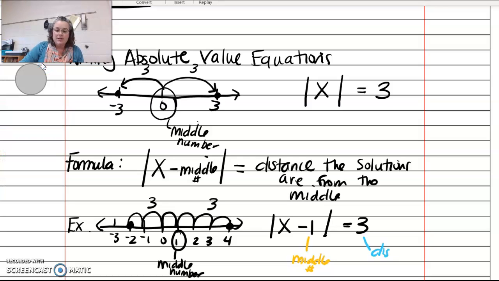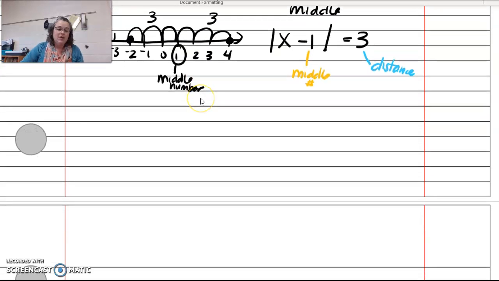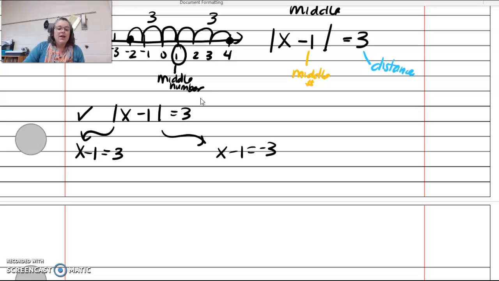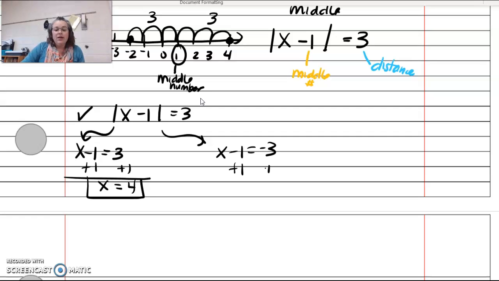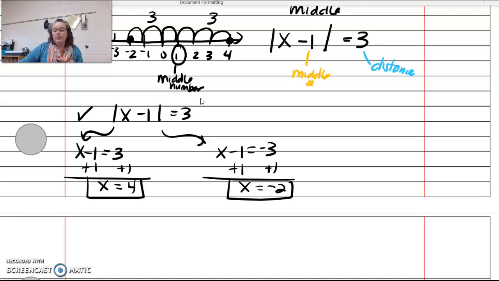And then, of course, you can always double check by solving this equation if you wanted to. Might not be a bad idea. If I were to look at the absolute value of x minus 1 equals 3, we would set up our two cases to get our two solutions. So you have x minus 1 equals the +3, or the x minus 1 equals the -3. So if I add 1 to both sides, you get x equals 4. Or if I were to add 1 over here to both sides, I get x equals -2. Both of those solutions are on our number line, which is what we wanted.